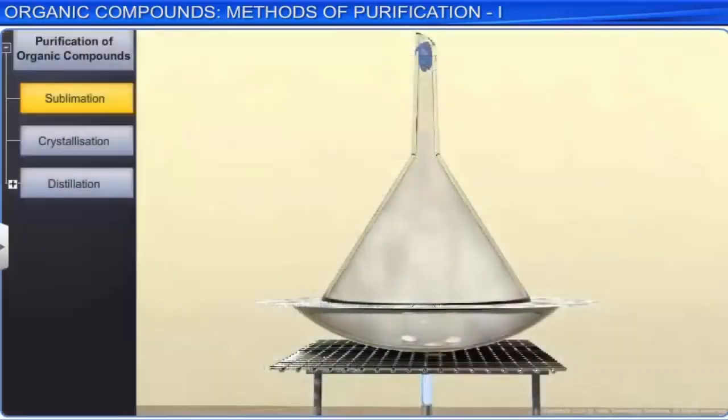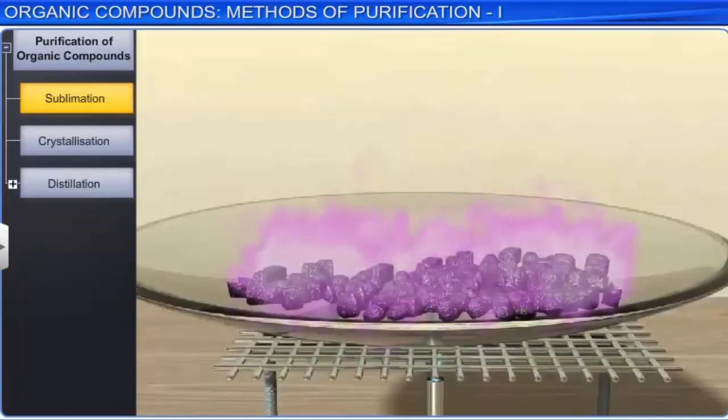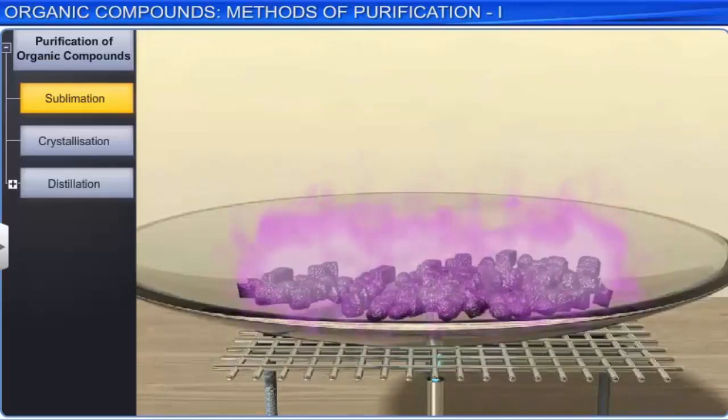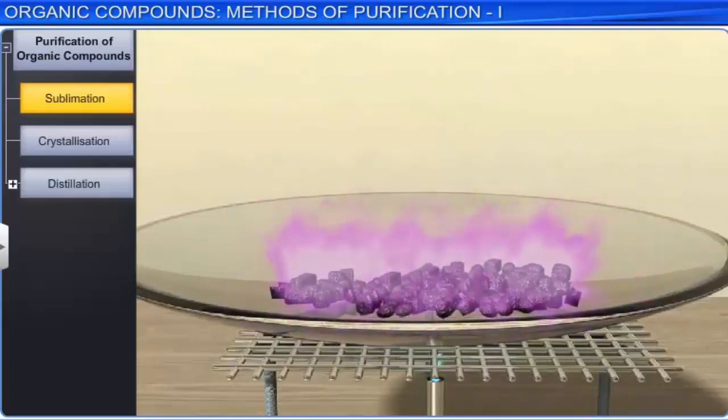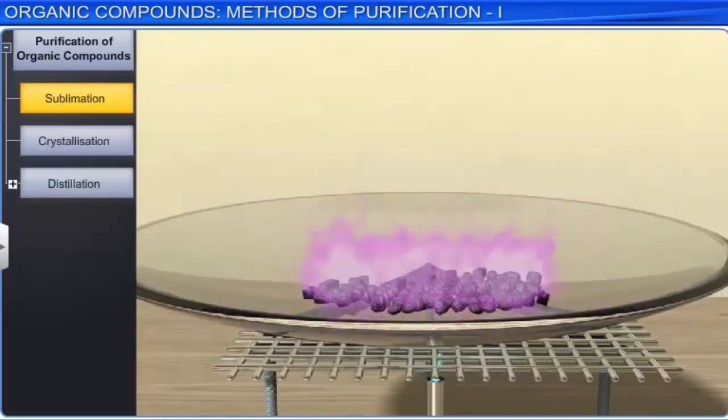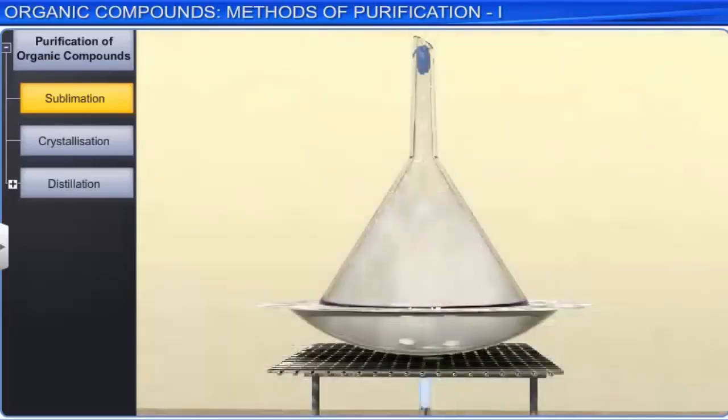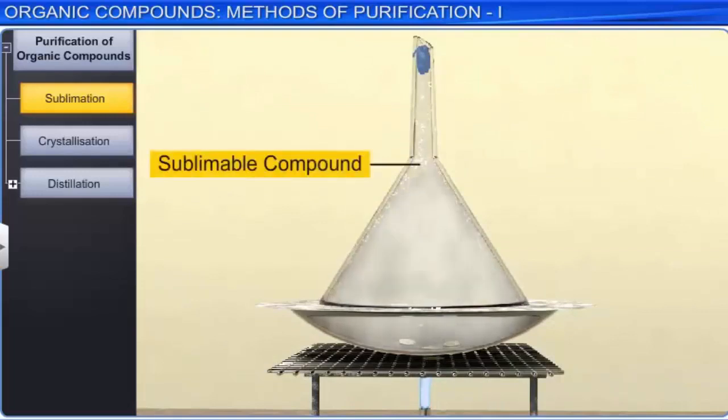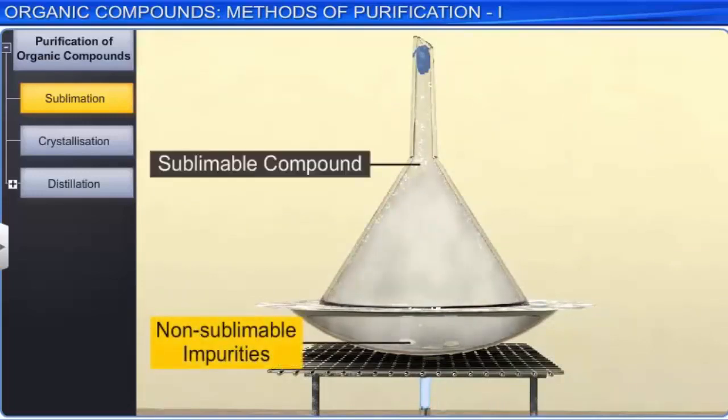Sublimation technique is used to purify sublimable solid organic compounds. You have learned that sublimation is a process which involves the conversion of a solid directly into vapor without any intermediate liquid state. This process is used for separating sublimable compounds from non-sublimable impurities.